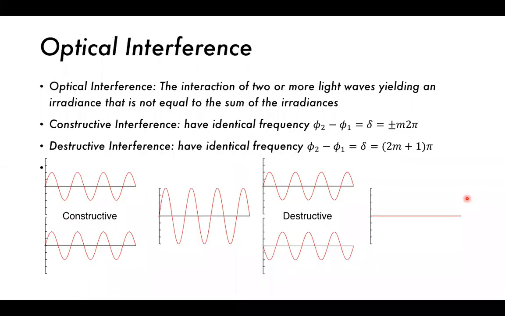So optical interference is the interaction of two or more light waves yielding an irradiance that is not equal to the sum of the irradiances. Constructive interference is when they have identical frequencies and they're added together. Destructive interference also involves identical frequencies, but they are going to be destroyed.